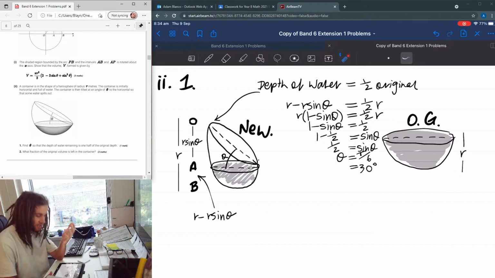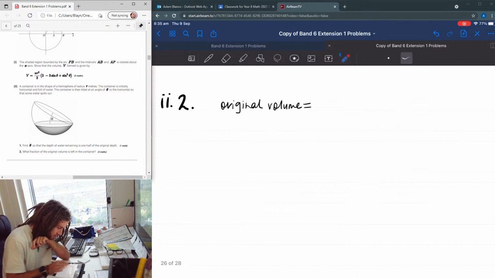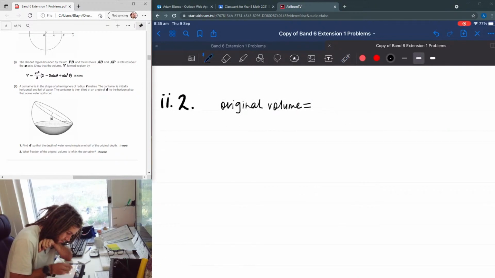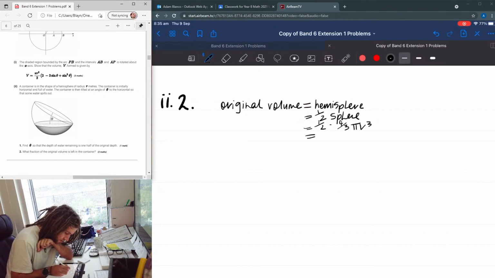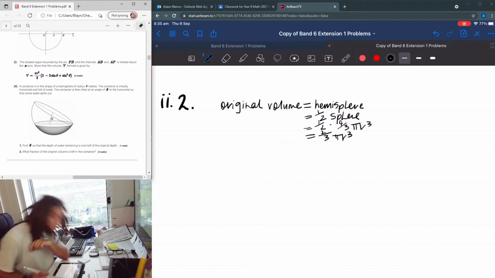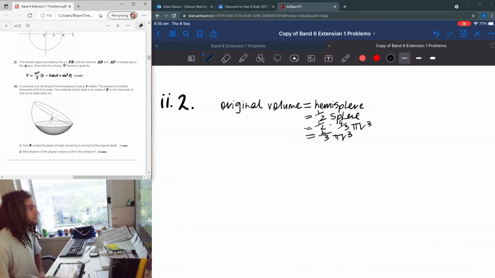So the original thing is literally just the volume of a hemisphere, which is half a sphere, which is half of 4 on 3 pi r cubed, where the 4 and the 2 cancel. That's 2 on 3 pi r cubed. So that's an expression for the original volume.